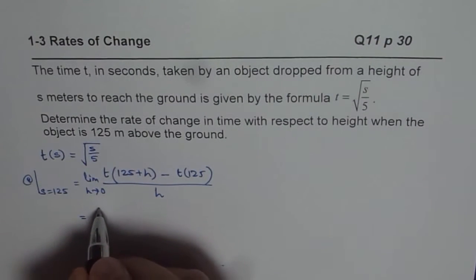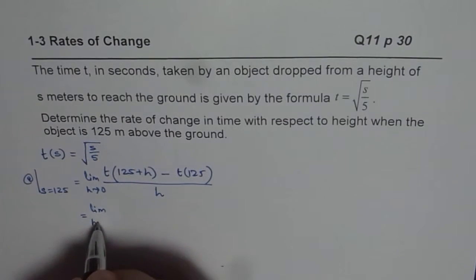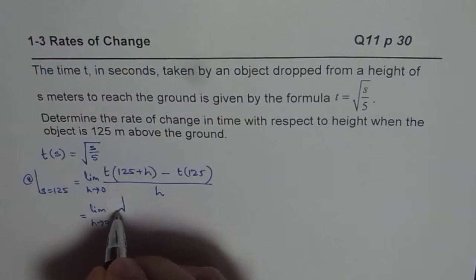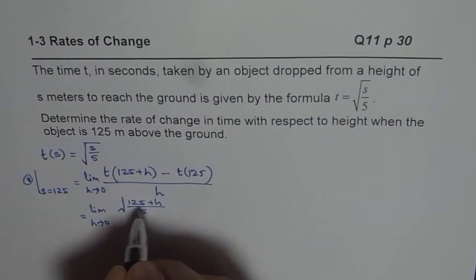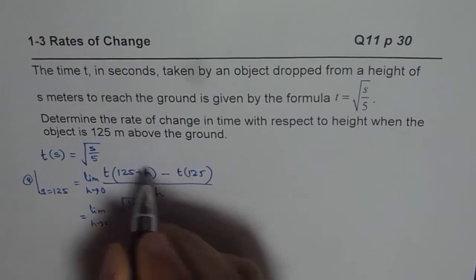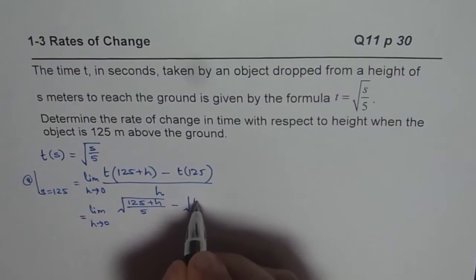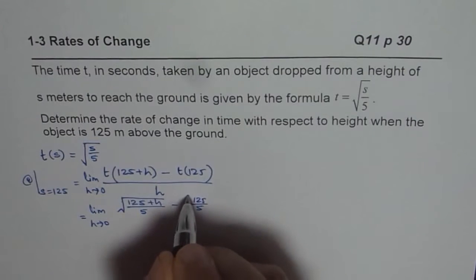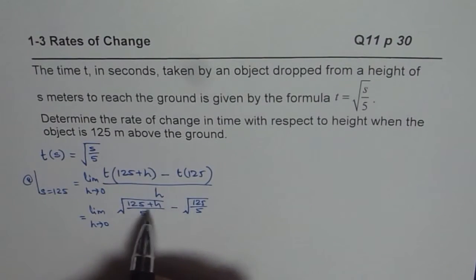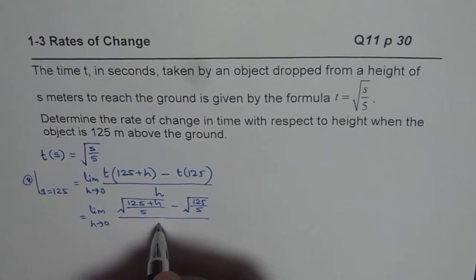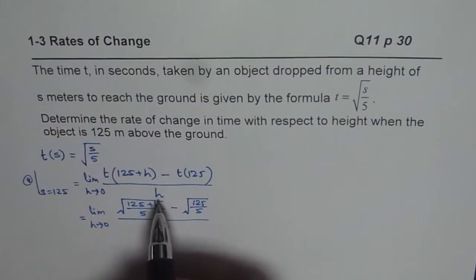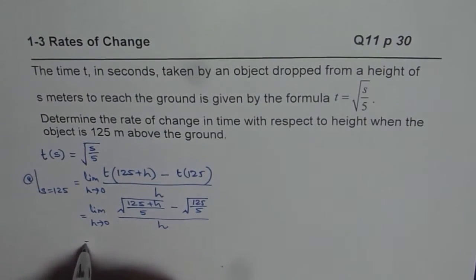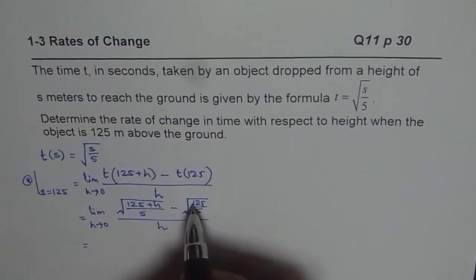So we have limit h approaches 0, square root of (125 plus h) divided by 5, minus square root of 125 over 5. You get the point, right? So that is the difference in time, and difference in height is just h because the other point is very, very close. Okay, so square root of 125 divided by 5 is square root of 25, which gives you 5.